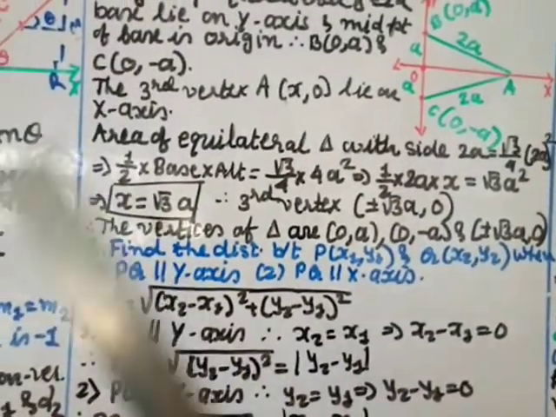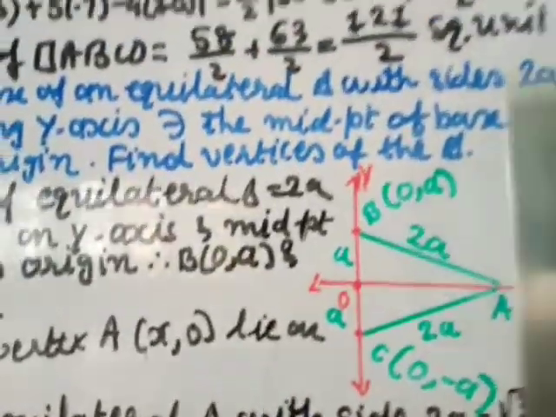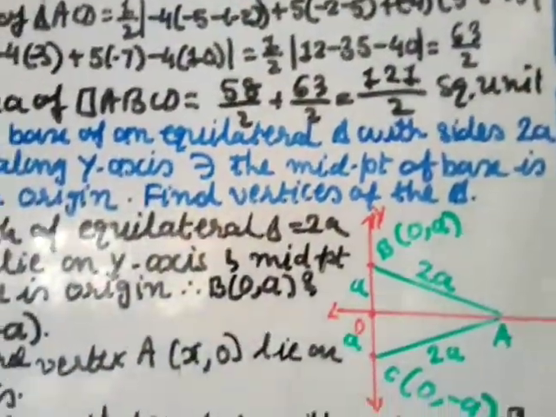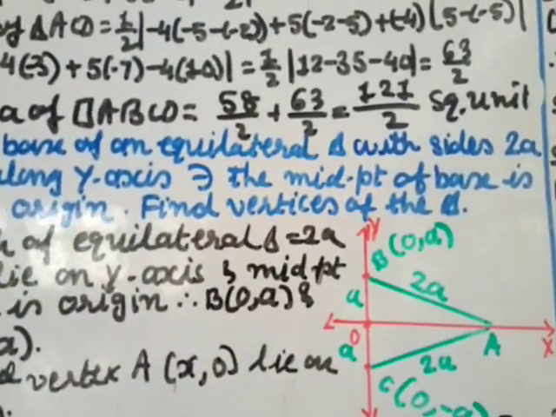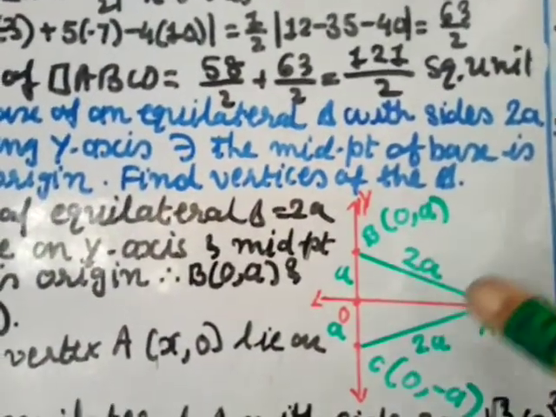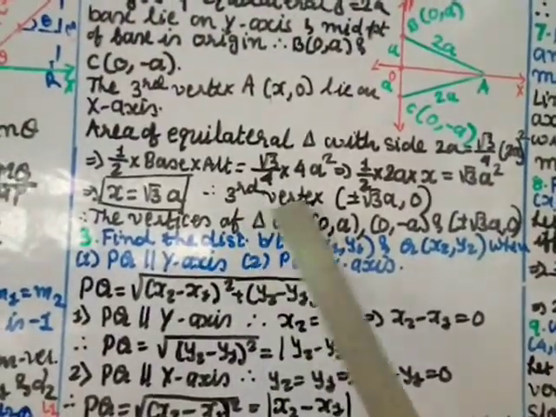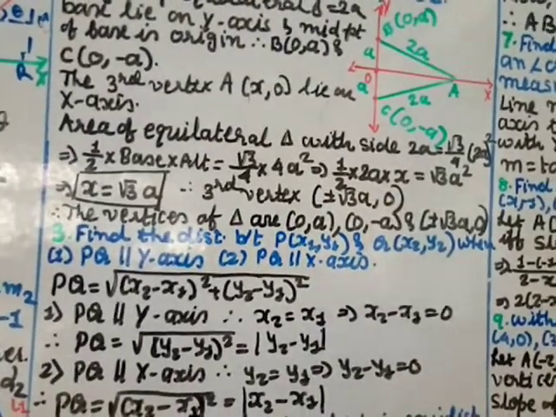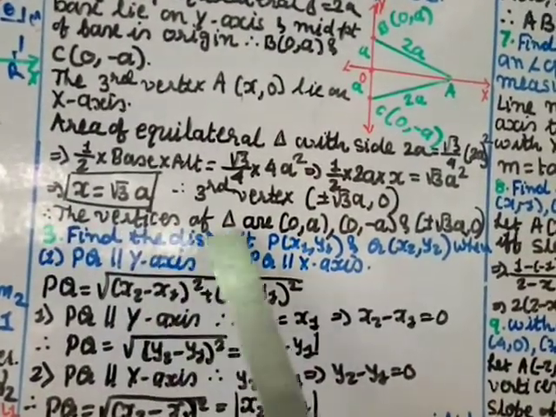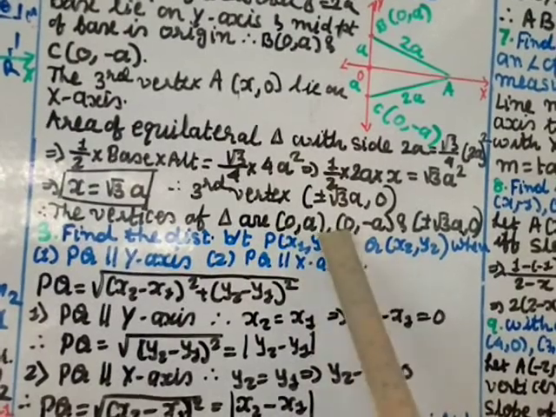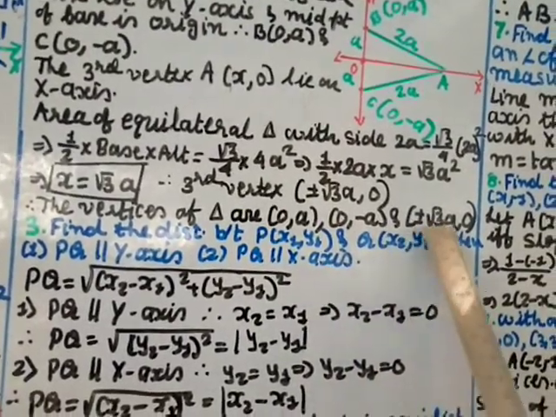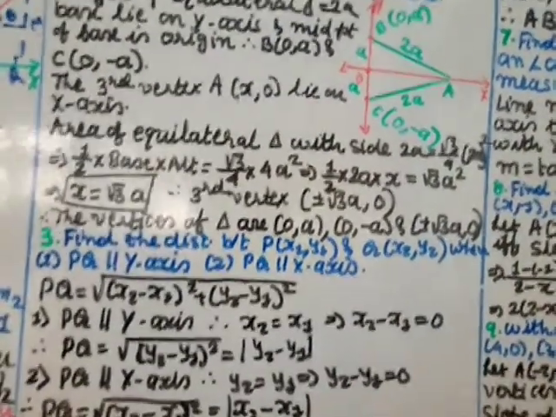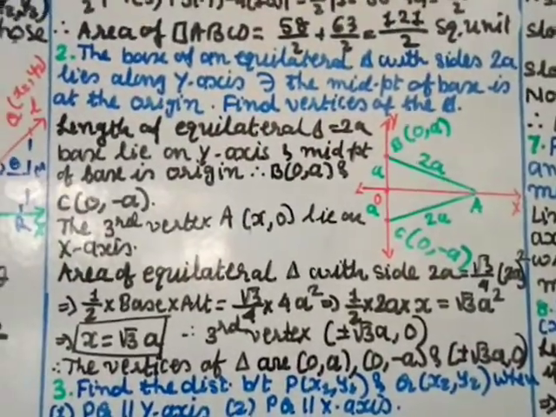Okay, so the x value you found is root 3 times a, but as I said it will be either the positive side of x or the negative side of x. Okay, so you can take positive and negative both. Okay, so if it is this side it will be positive, if it is this side it will be negative. So I can take the third vertex as plus or minus root 3 a, 0. On the x-axis y coordinate is 0. Therefore the vertices of the triangle are (0, a), (0, minus a), and (plus or minus root 3 a, 0). Okay, so this is the answer for question number 2.